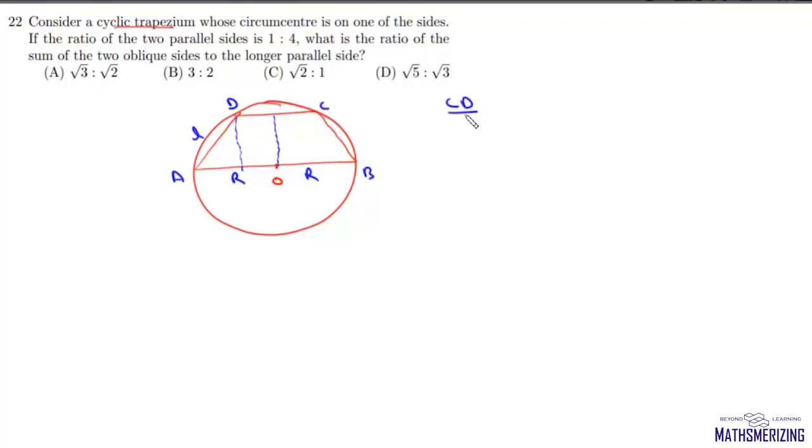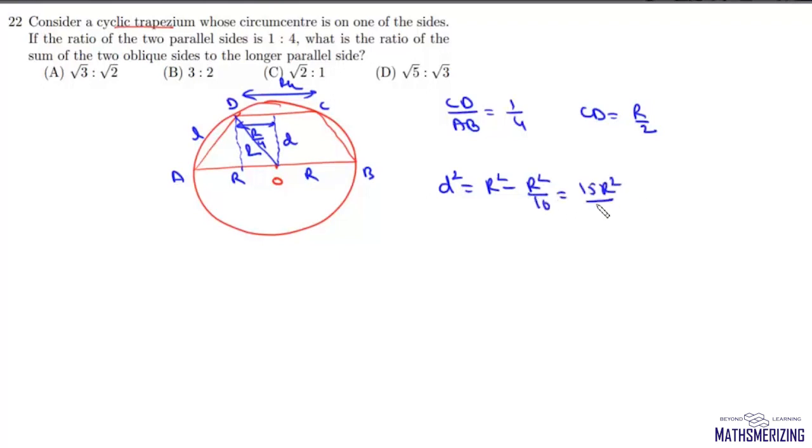Now ratio of CD upon AB is given as 1:4. Now AB is 2r, so we can write CD as r by 2. So this length will be r by 2, and this length will be simply r by 4. And this is radius r. Then we can find this distance d. So this d square will be r square minus r square by 16, so it will be 15 r square by 16. Now with this d, and we know that this distance will be r minus r by 4, so it will be 3r by 4.